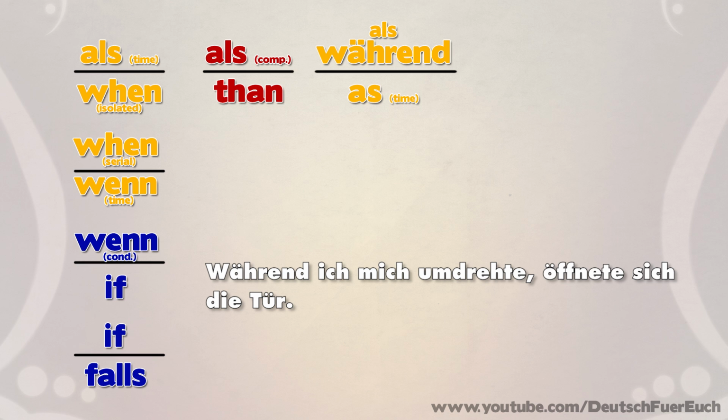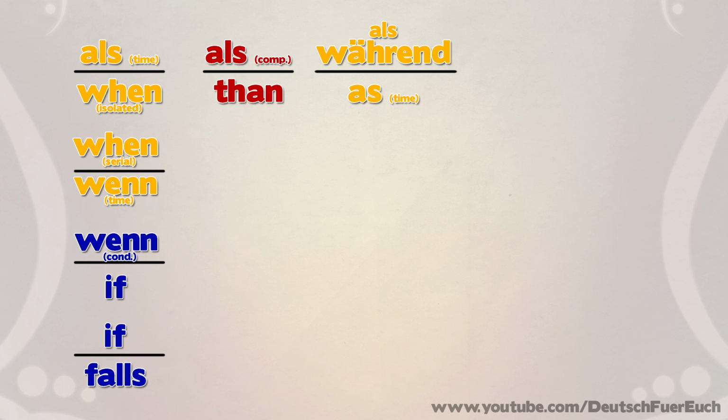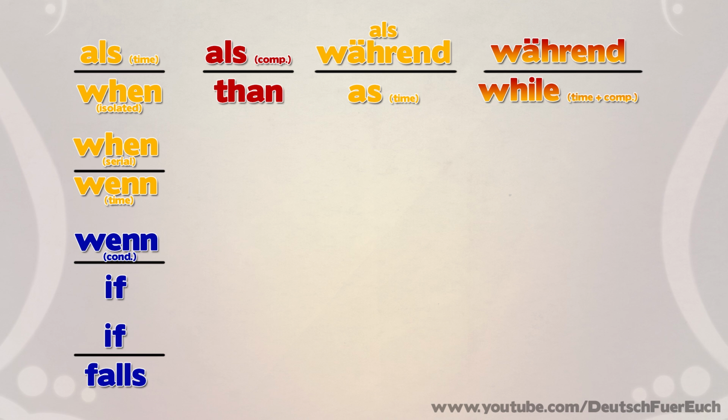However, normally as implies that something is going on at the same time as something else, and for that we use während, which is while. Normally während, I just said while, didn't I? Which is why normally während means while. So both the time word and the comparison word. So while I turned around, the door opened, and I'm tall while you're not. Okay, so both time while and comparison while mean während.